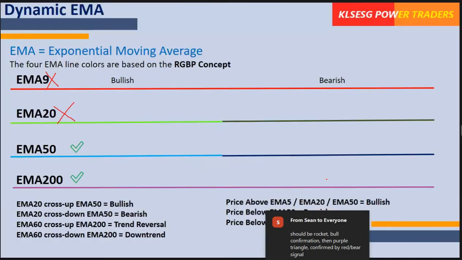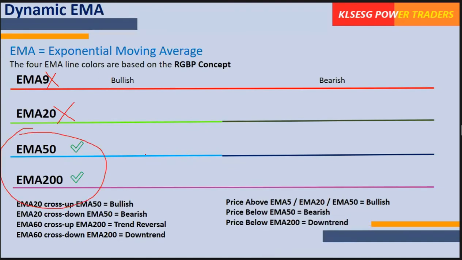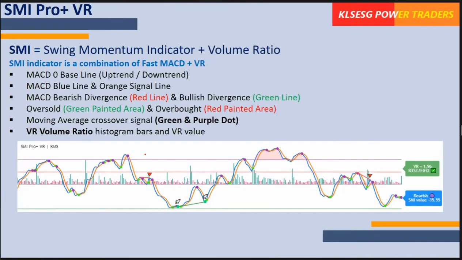Yeah. Okay. So just now we looked at the 50 and 200, this one, the dynamic EMA. Now after the signals, you look at indicators. This is called SMI. Yeah. Rocket, then bull confirmation, then purple triangle. Okay, correct. Yeah.